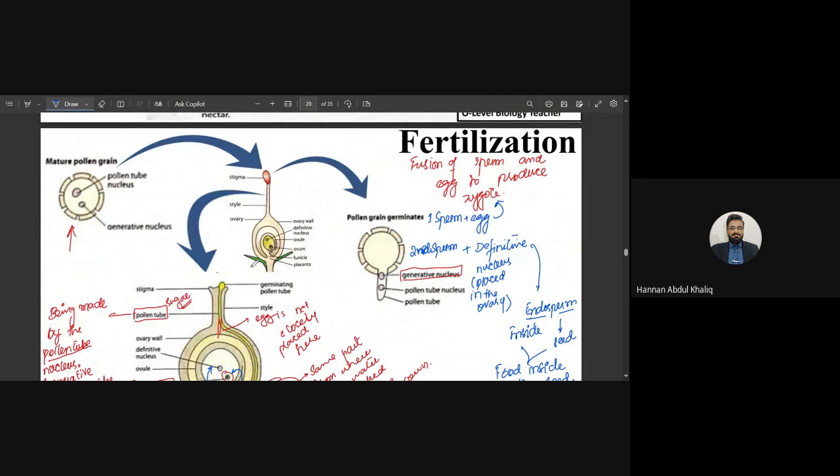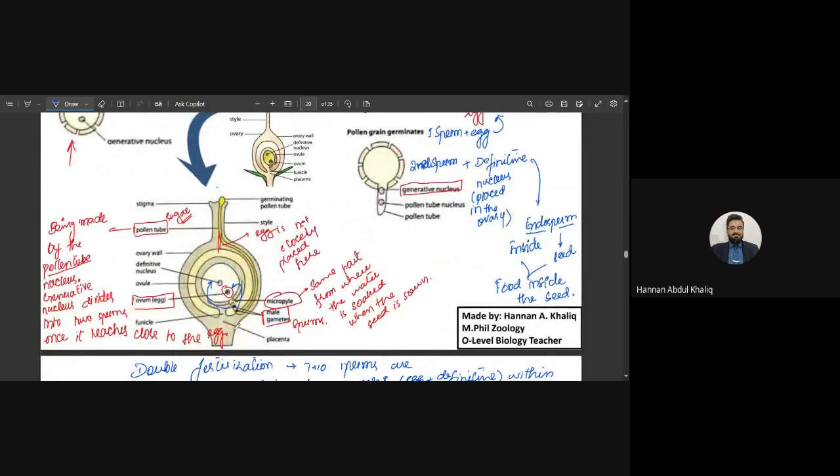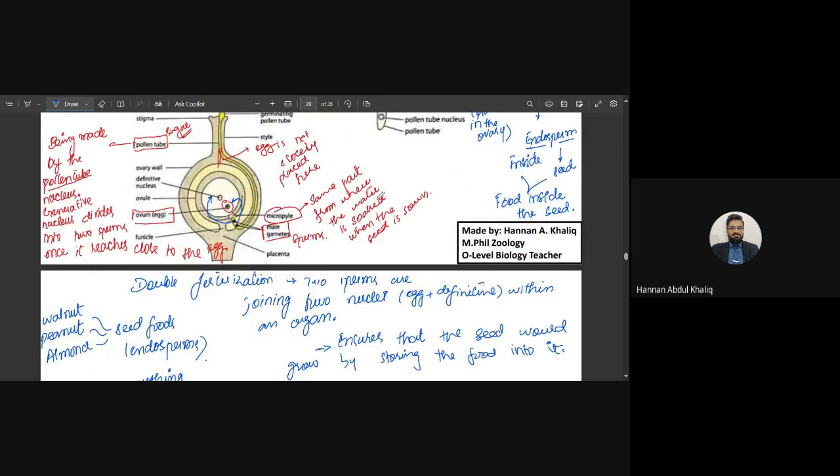This was a very technical topic in which we understood why the pollen tube is penetrating into the ovule closer to the egg. Second, the sperm would not be made by the generative nucleus until the generative nucleus is close enough to the egg. Third, two sperms are made because one sperm is meant to fertilize the egg and the other to fertilize the definitive nucleus. The definitive nucleus would be making the endosperm, and endosperm is the food of the seed.